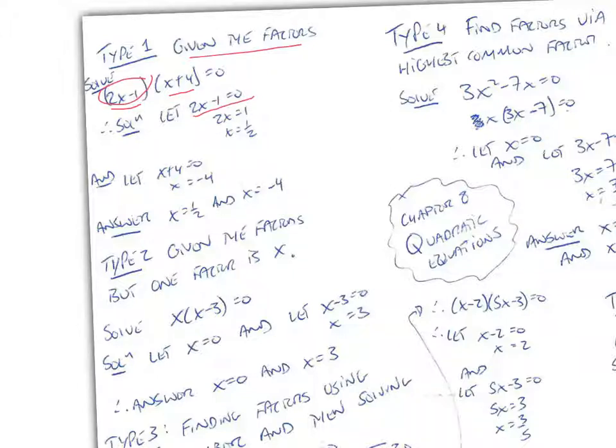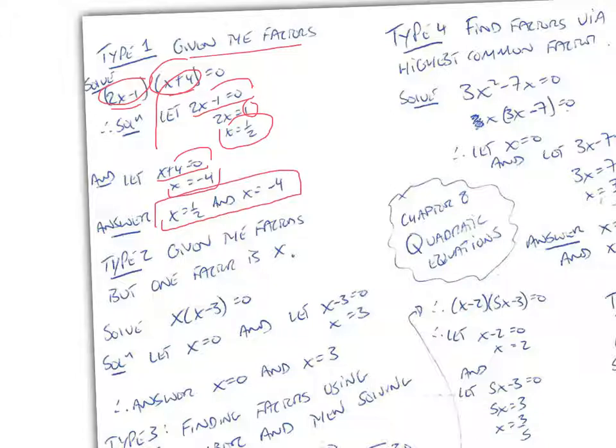2x minus 1 equals 0, therefore 2x equals plus 1. x is equal to a half, dividing both sides by 2. And for this factor, we let x plus 4 equal 0, bring the 4 over, x equals minus 4. So the answer is x is equal to a half and x is equal to minus 4.